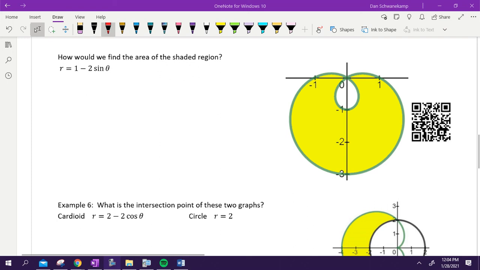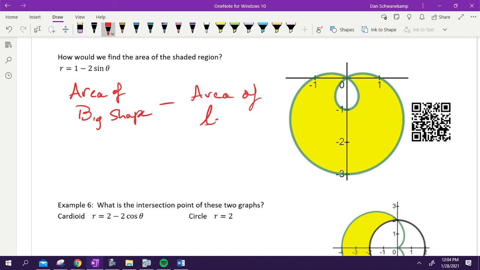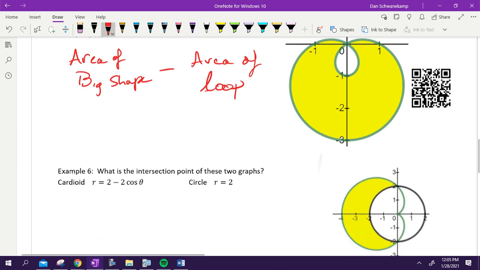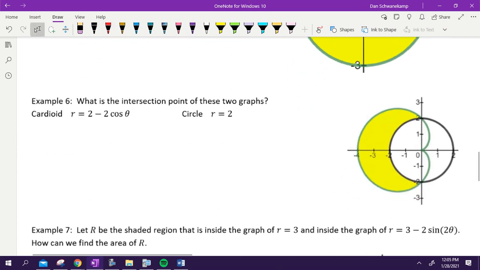Morgan? You would find the area of the full circle, the area of the big shape, and then take out the small circle. And then you would subtract out the area of the loop. You agree? Area of the big shape minus area of the little shape tells you the shaded region. That's what we're going to do. When you get to this next year in calculus, that's how you're going to approach that. Let's look at some examples of that.